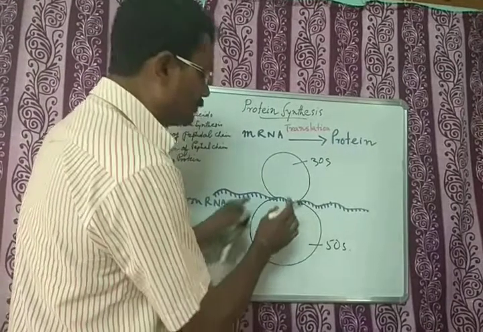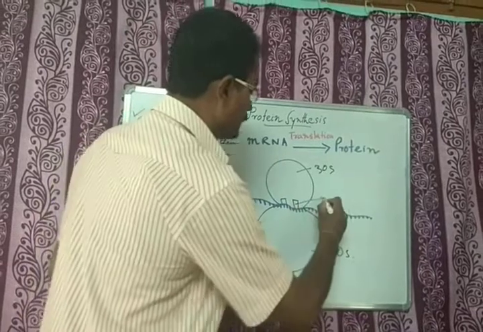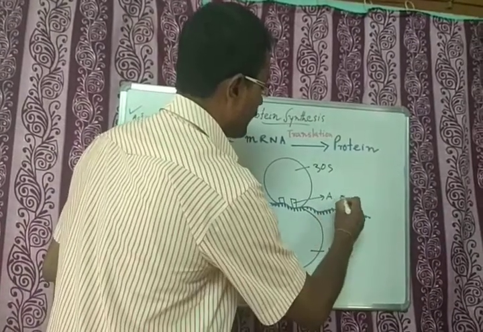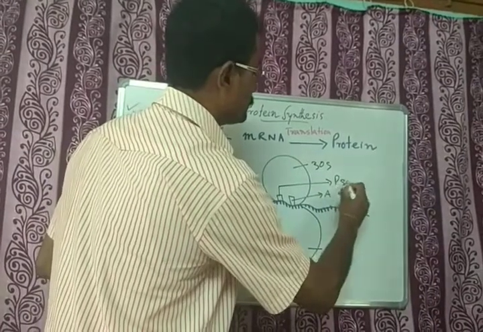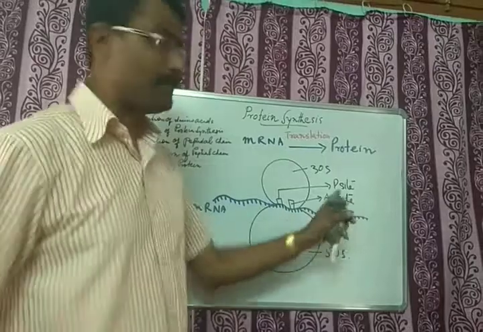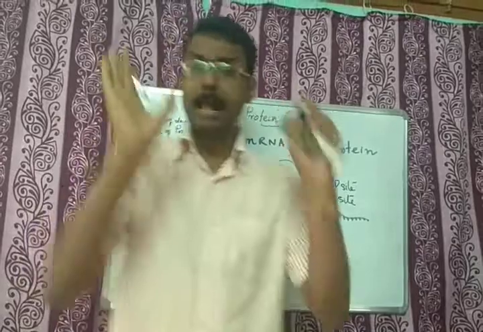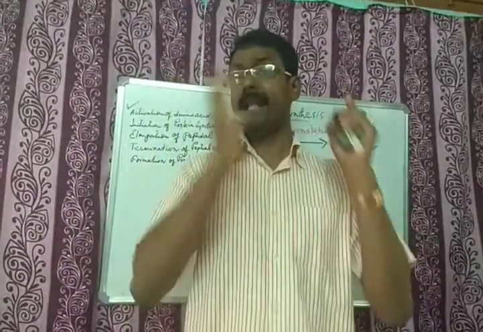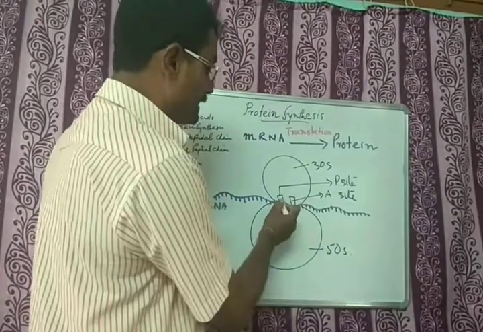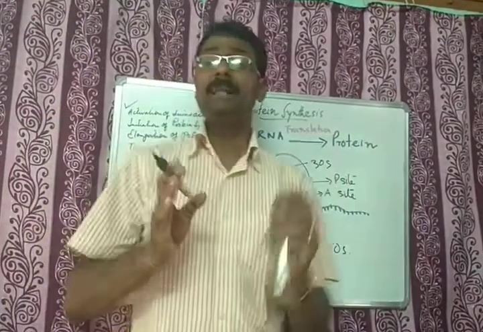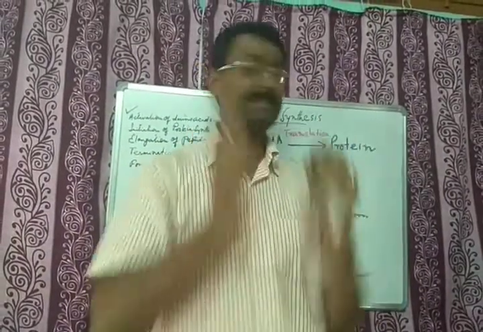The ribosome has 2 sites. One of these is called the A site, and the other one is called the P site. A site means amino acid binding site. What is it called? A site is called the amino acid binding site. Amino acid gets bonded there. The second one is the P site. What is P site? Peptidyl site, because the peptide chains are formed there. This is called the peptidyl site.